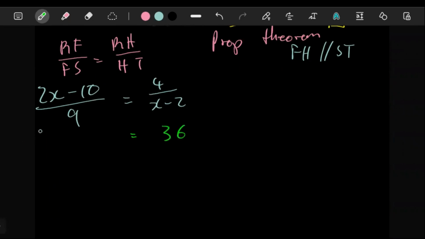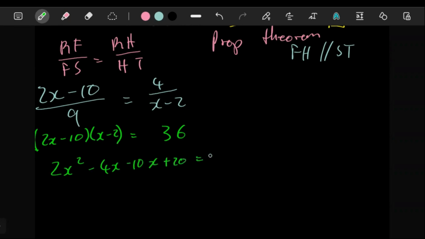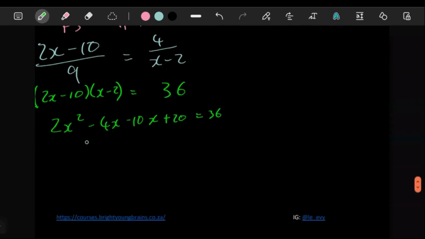36. And then here, this is where we have to be careful, because if you don't use brackets here, this is where things start to go south. So here, 2x times the x gives us 2x squared minus 4x minus 10x plus 20. Oh yeah, plus 20. And then if you simplify this, it's going to be 2x squared minus 14x. 20 minus the 36 gives us a minus 16.